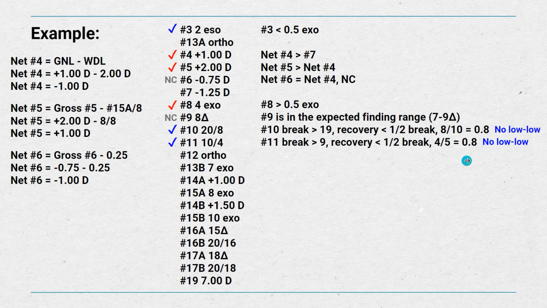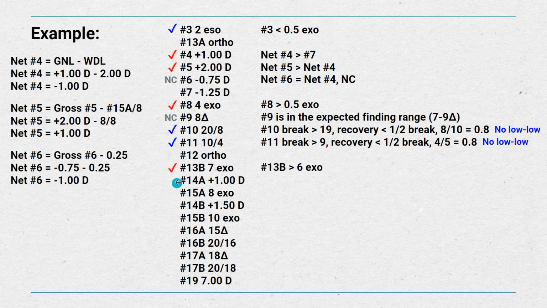And since their fractions are really the same, since they are real numbers, 0.8 is equals to 0.8. So okay, number 10 and 11 are the same. So both of them are not low-low. No low-low. Okay? So there is no double check.